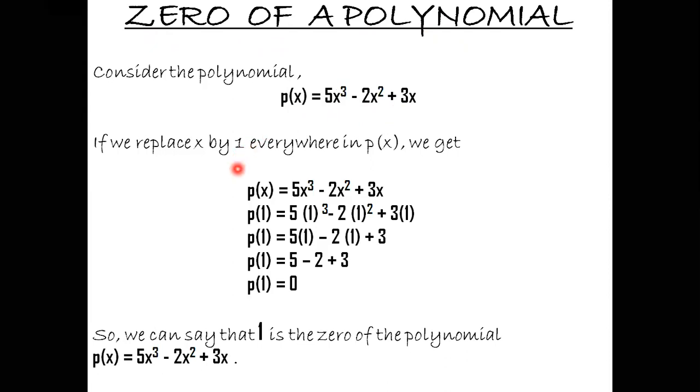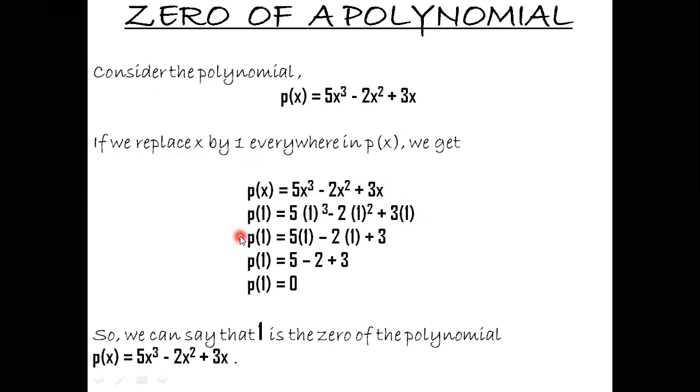So this is the given question that P of x is equal to 5x cubed minus 2x square plus 3x. All that I'm doing over here is replacing the value of x by 1. So you could see 5 is written as it is, x cubed is replaced by 1 the whole cube, minus 2, x is again replaced by 1, so 1 square, plus 3, x is again replaced by 1. So all that I did is replace the value of x by 1.